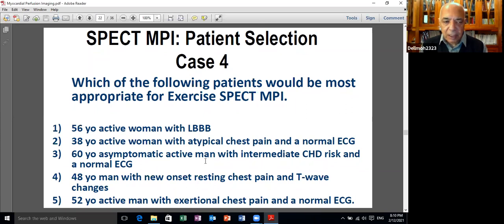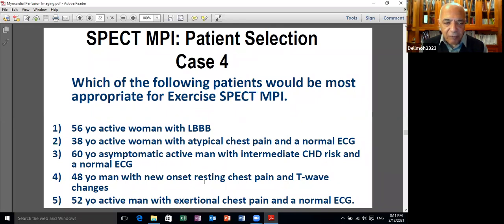The third choice is a 60-year-old man, asymptomatic. We don't send asymptomatic patients for MPI. There is some deviation in the guidelines or the appropriate choice criteria for this, but for practical reasons as well as for examination passing, you should not select an asymptomatic man for MPI and irradiation exposure. So whenever you find asymptomatic, that's not for MPI. Now we go to number 4.